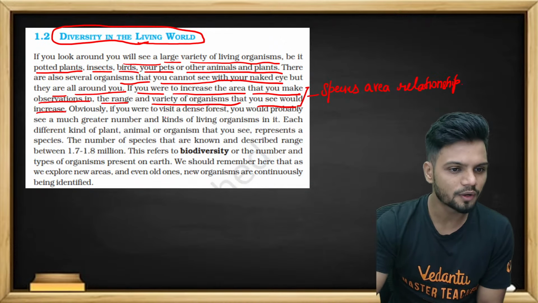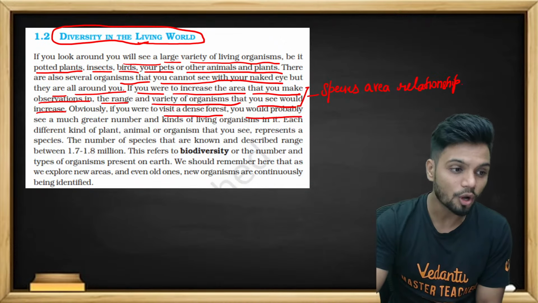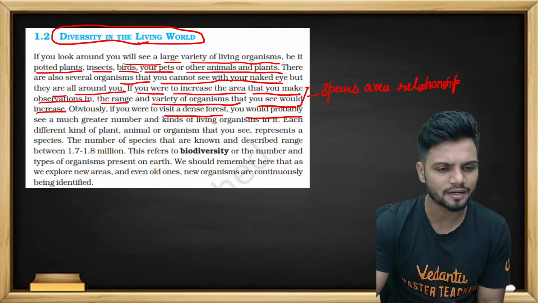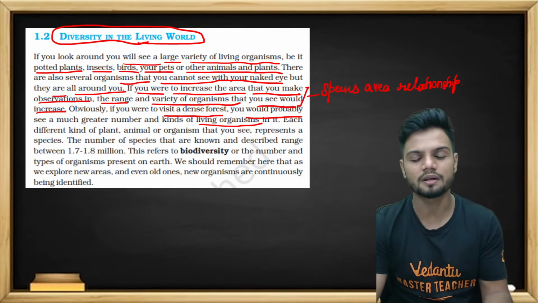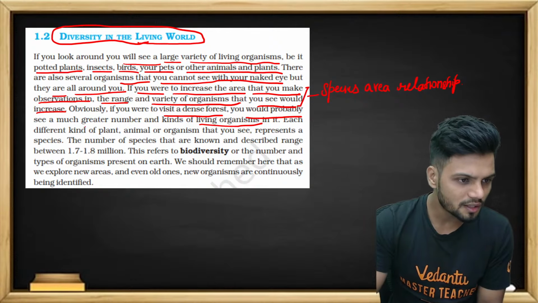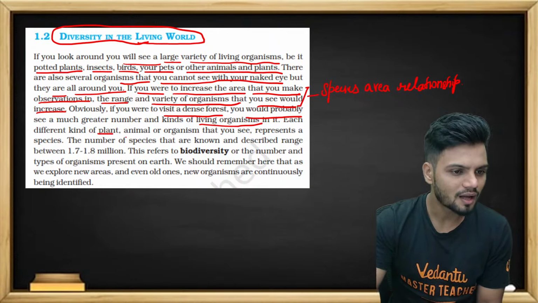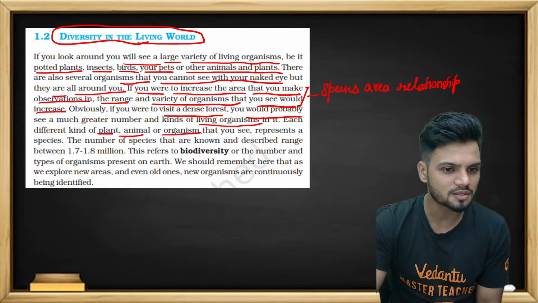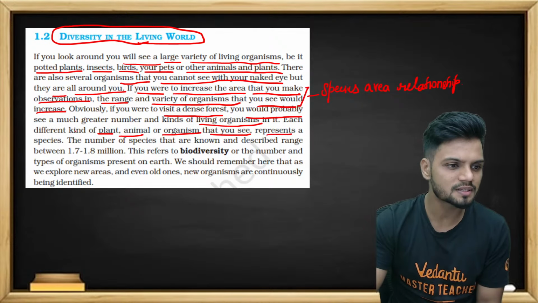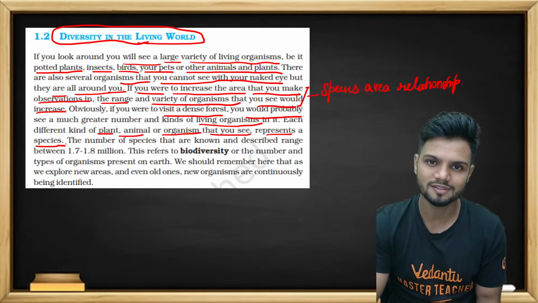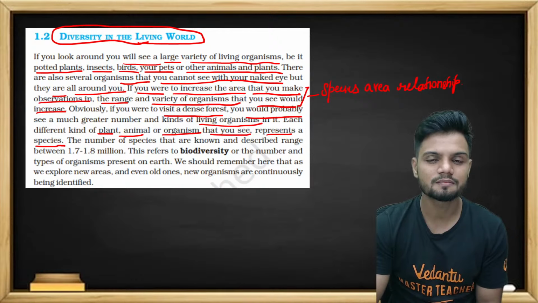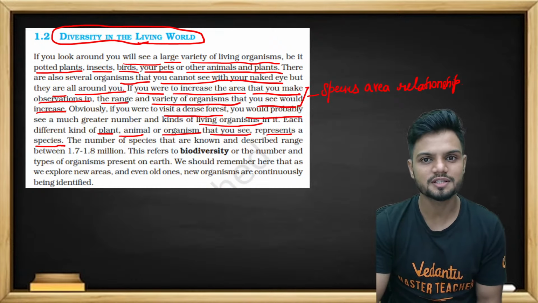Now, obviously, if you were to visit a dense forest, you would probably see a much greater number and kinds of organisms. Obviously, forest biodiversity is very high. Each different kind of plant, animal, or microorganism that you see represents a species. Obviously, ant is a species, dog is a species, spider is a species, your bed bug is a species.